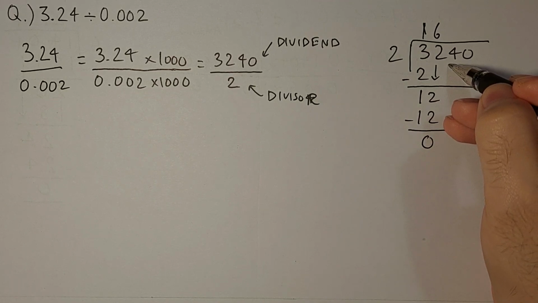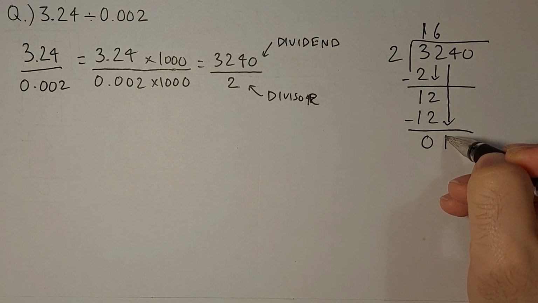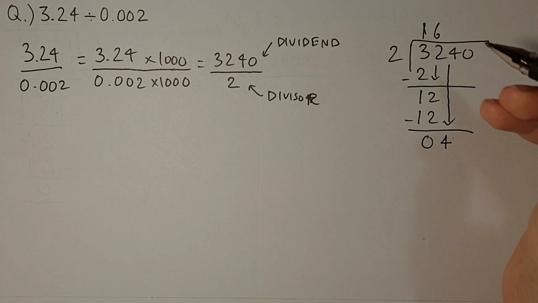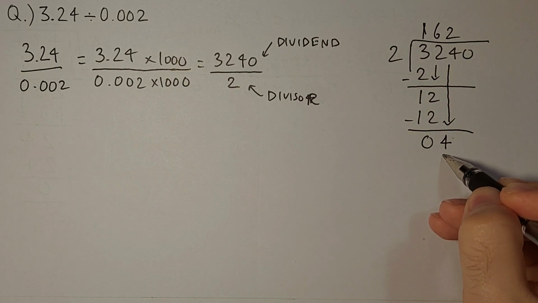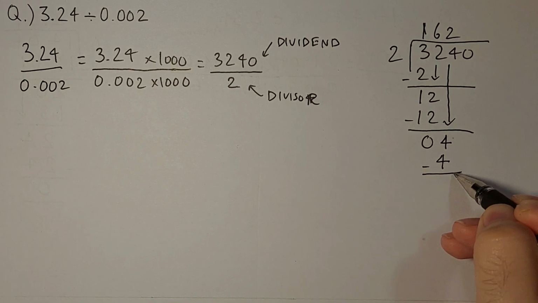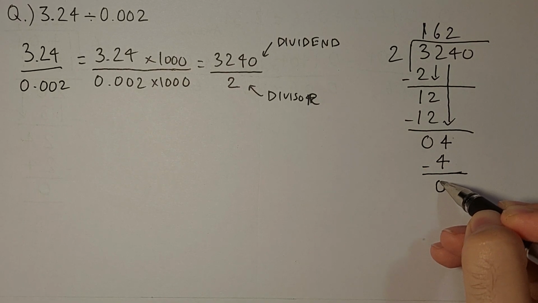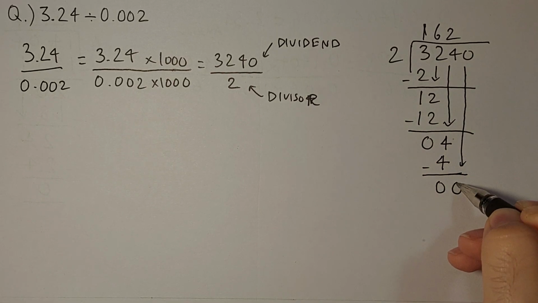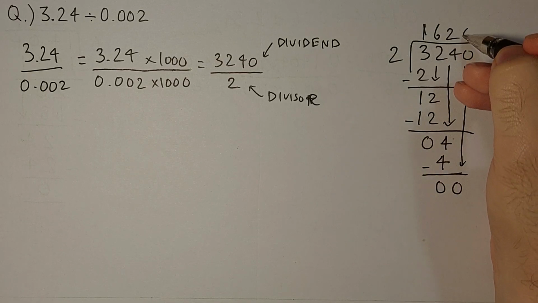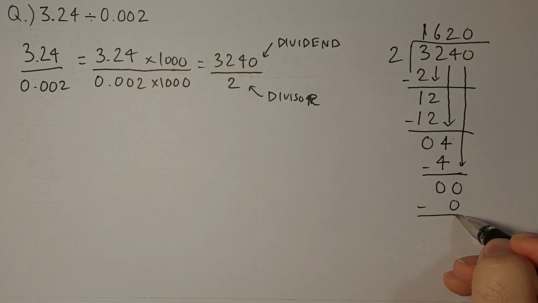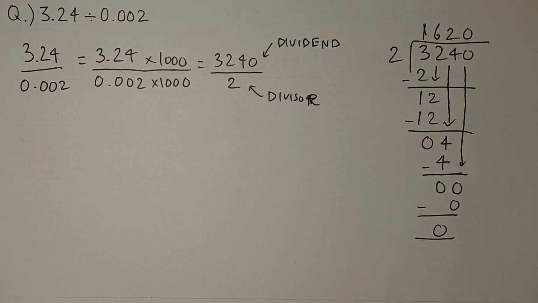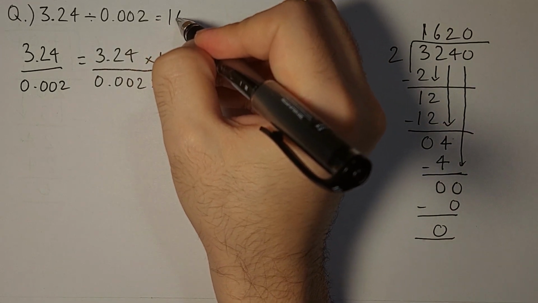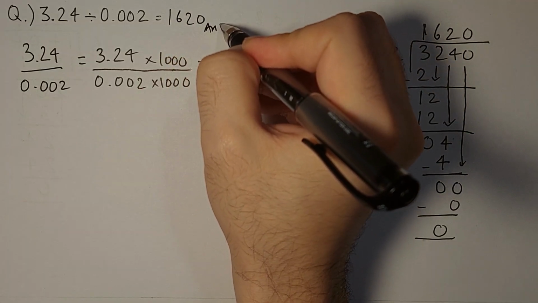Now what do we do? We bring down the next number, 4. And we can multiply 2 by 2. This gives us 4. And when we subtract, it gives us 0. We have 1 0 left. We bring it down and we multiply 2 by 0, which gives us 0. And we know 0 minus 0 is 0. So the answer is 1620.